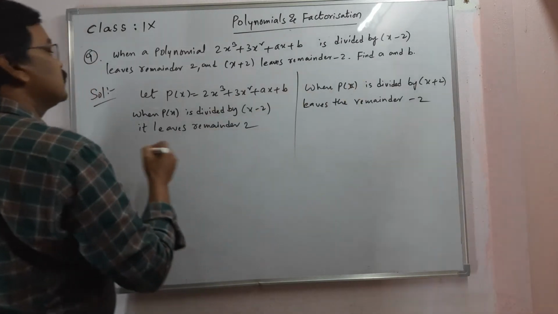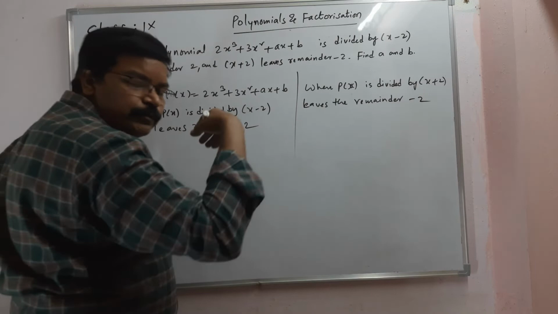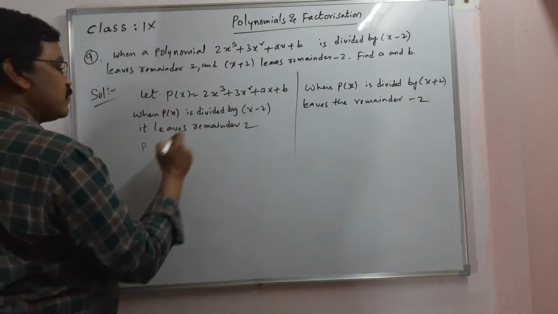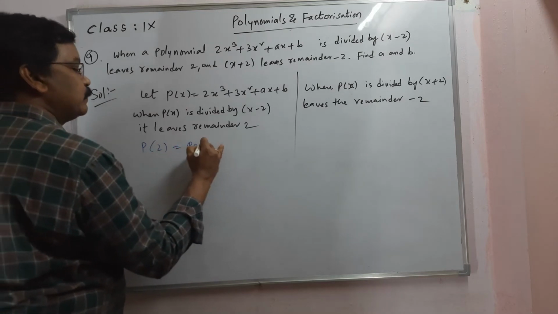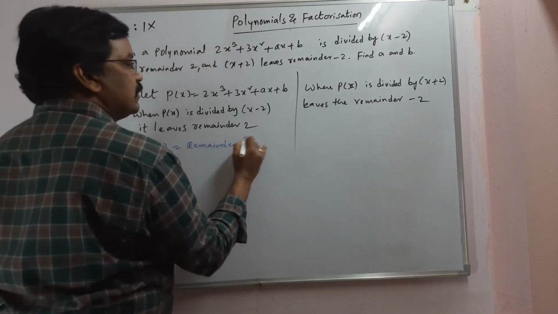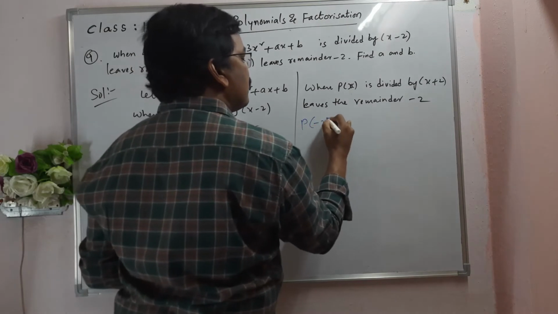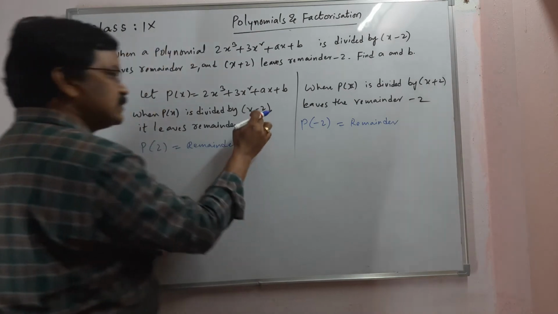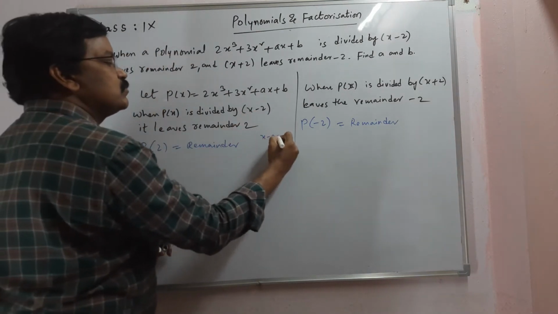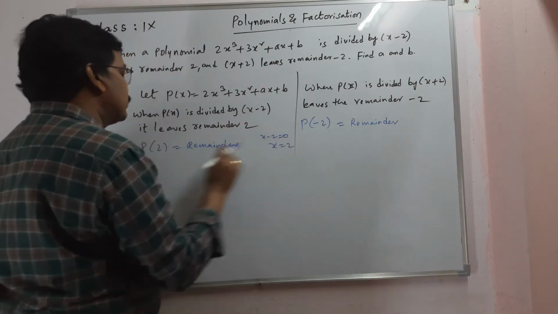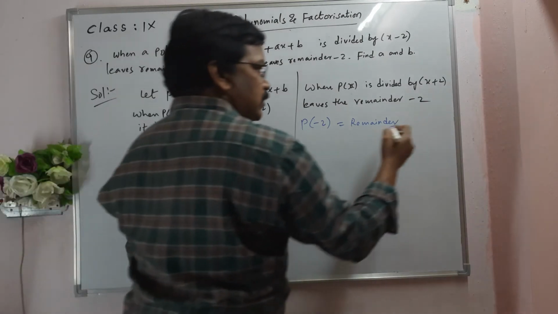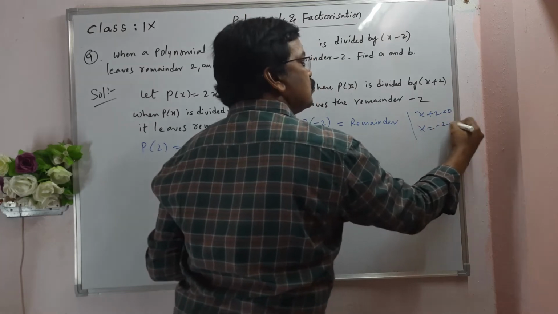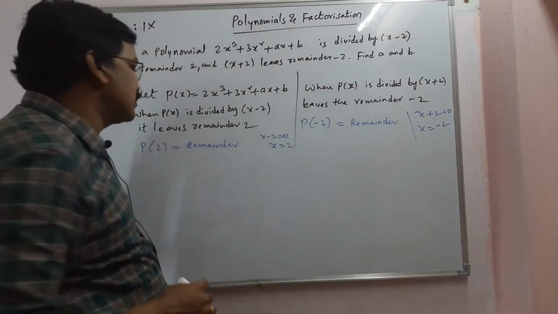Here, my dear students, according to the remainder theorem, p of 2 is the remainder here. Here also p of minus 2 is the remainder. Why? Here it is x minus 2. x minus 2 is equal to 0, x is equal to 2. That means p of 2 is the remainder. Here x plus 2. x plus 2 is equal to 0. So x is equal to minus 2. That means p of minus 2 is the remainder.